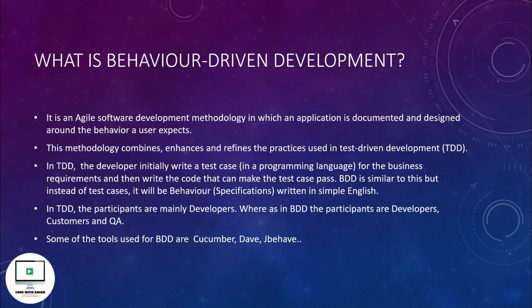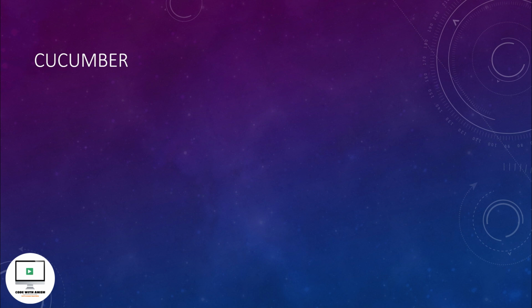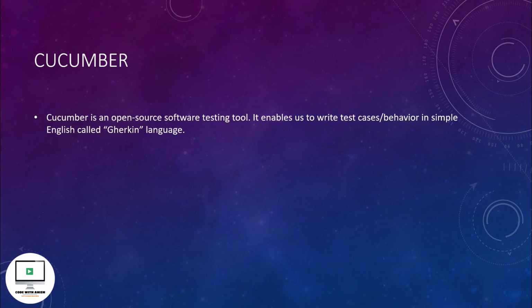Some of the tools used for behavior-driven development are Cucumber, JBehave, etc. In this video, we will see how to implement behavior-driven development using the Cucumber tool. Cucumber is an open source software testing tool, and it enables us to write test cases or behavior. When it comes to BDD, we do not say test case, we say behavior. In TDD it is called a test case, but in BDD it is behavior because it is written in simple English.